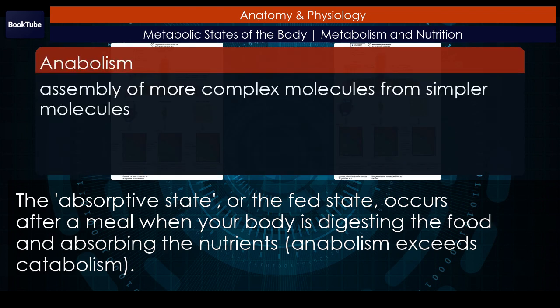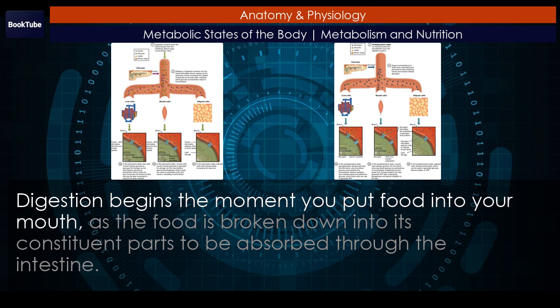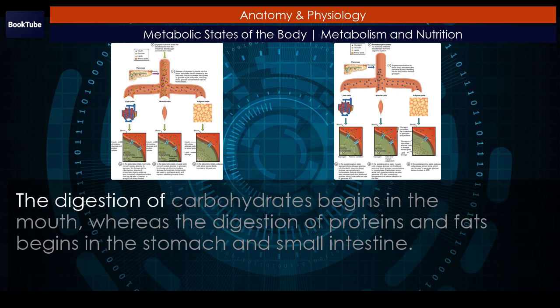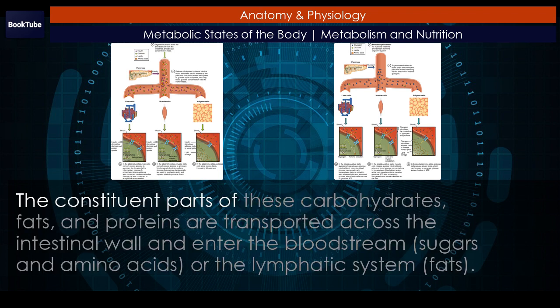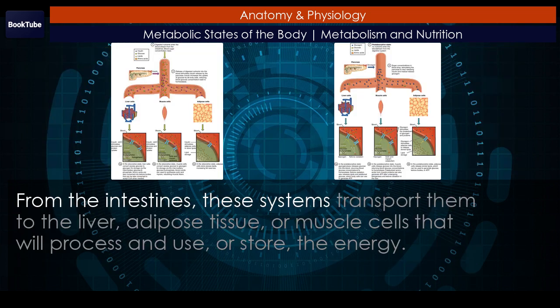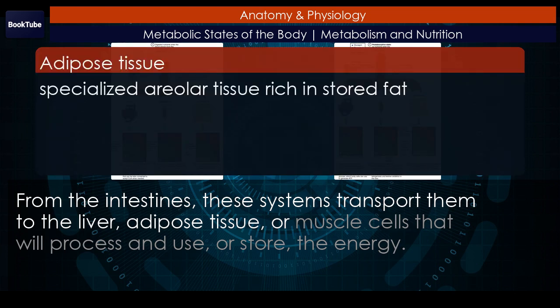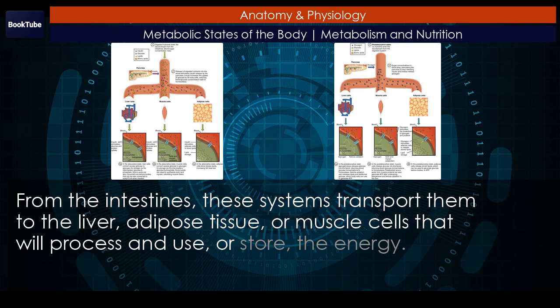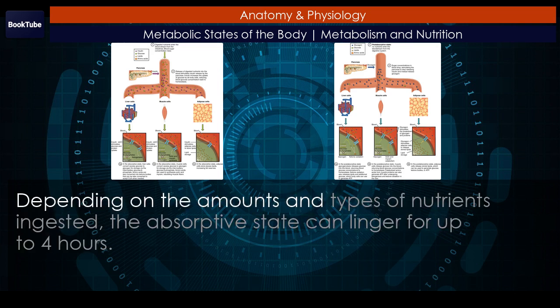Anabolism exceeds catabolism. Digestion begins the moment you put food into your mouth, as the food is broken down into its constituent parts to be absorbed through the intestine. The digestion of carbohydrates begins in the mouth, whereas the digestion of proteins and fats begins in the stomach and small intestine. The constituent parts of these carbohydrates, fats, and proteins are transported across the intestinal wall and enter the bloodstream (sugars and amino acids) or the lymphatic system (fats) from the intestines. These systems transport them to the liver, adipose tissue, or muscle cells that will process and use, or store, the energy. Depending on the amounts and types of nutrients ingested, the absorptive state can linger for up to 4 hours.